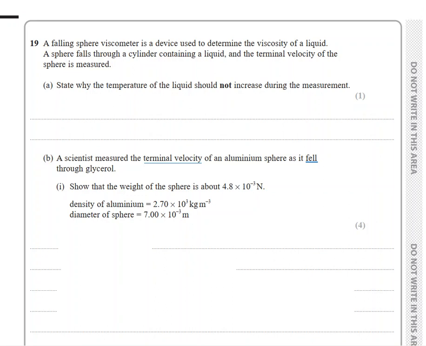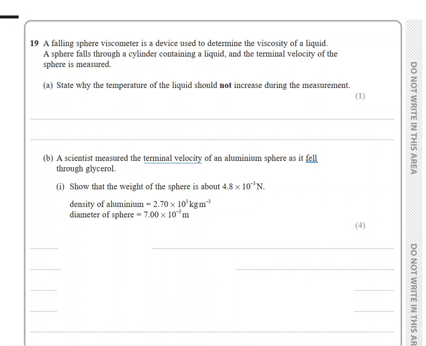Question 19 says, a falling sphere viscometer is a device used to determine the viscosity of a liquid. A sphere falls through a cylinder containing a liquid and the terminal velocity of the sphere is measured. State why the temperature of the liquid should not increase during the measurement.